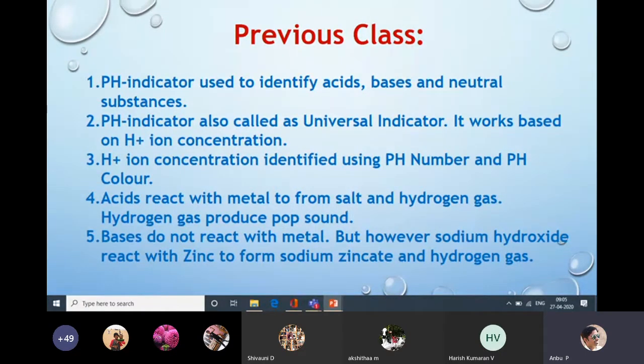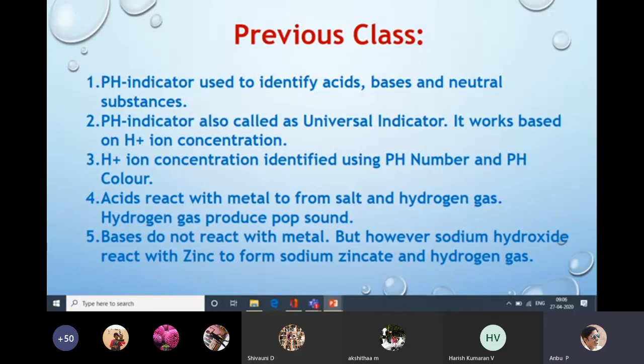The second chemical property is that bases do not react with metal. Like acids, bases don't react with metal. However, sodium hydroxide, which is a strong base, also called caustic soda, has the ability to react with zinc to form sodium zincate and hydrogen gas. This reaction is very peculiar, not as usual with the other bases. So remember, bases do not react with metal.